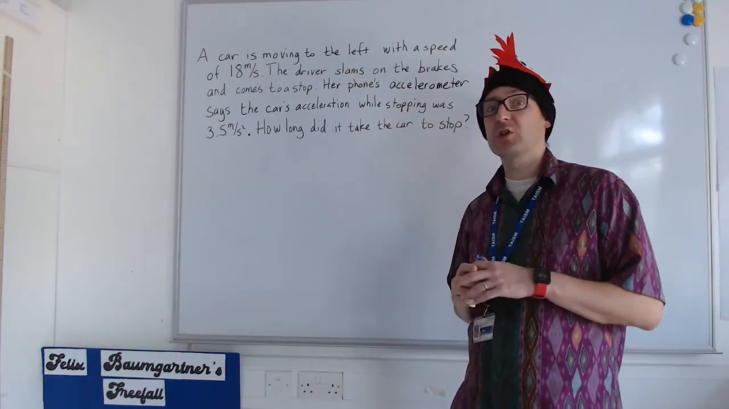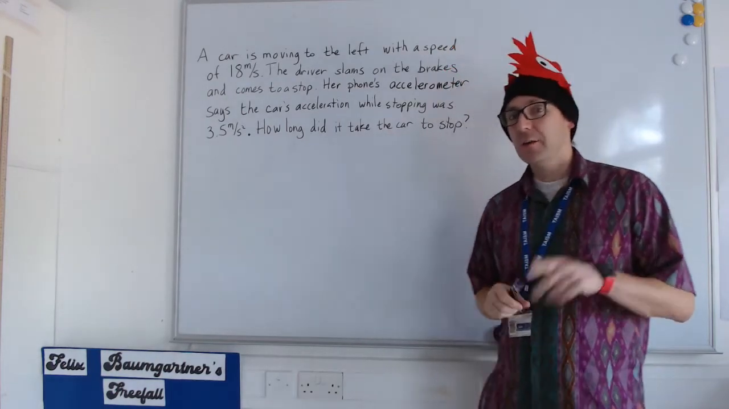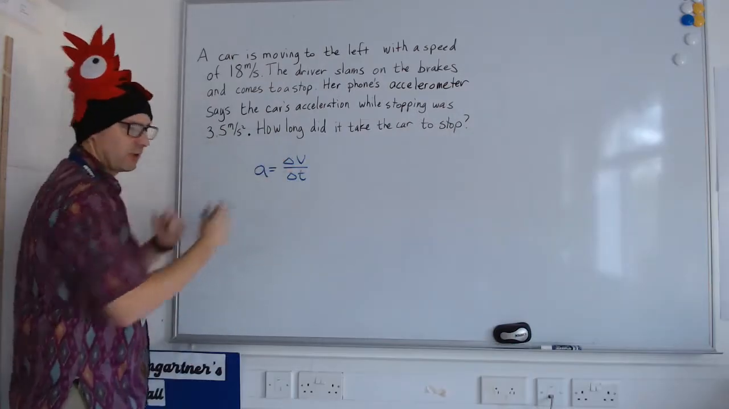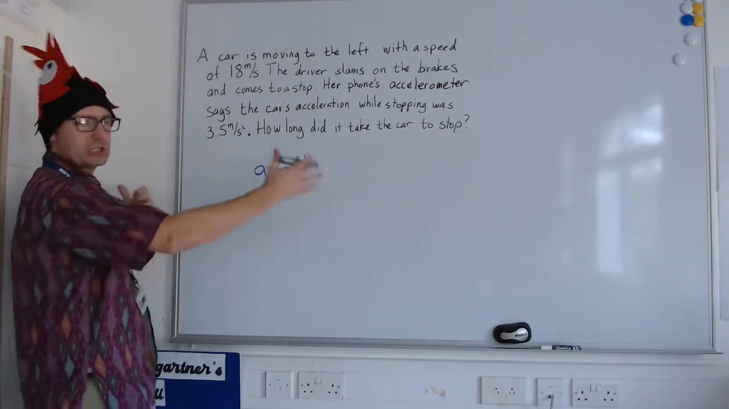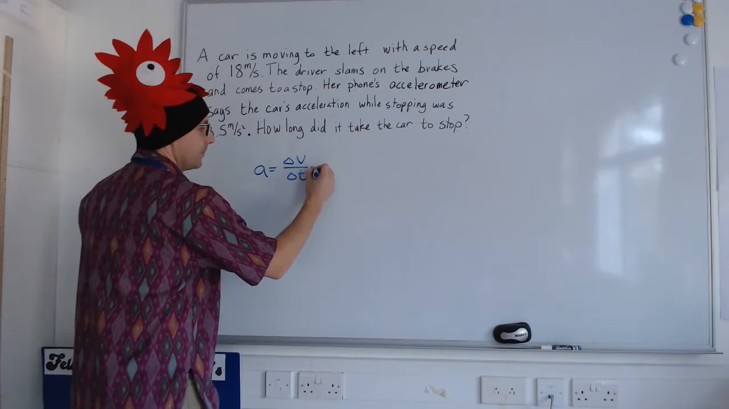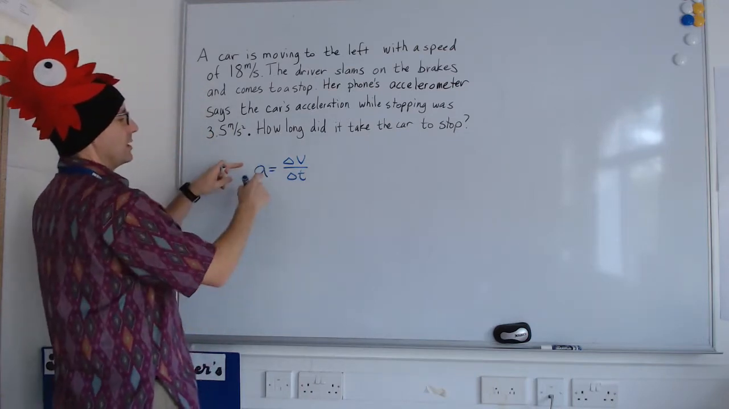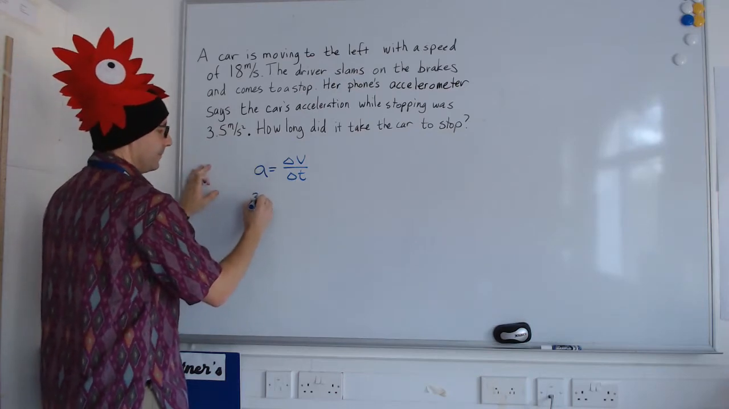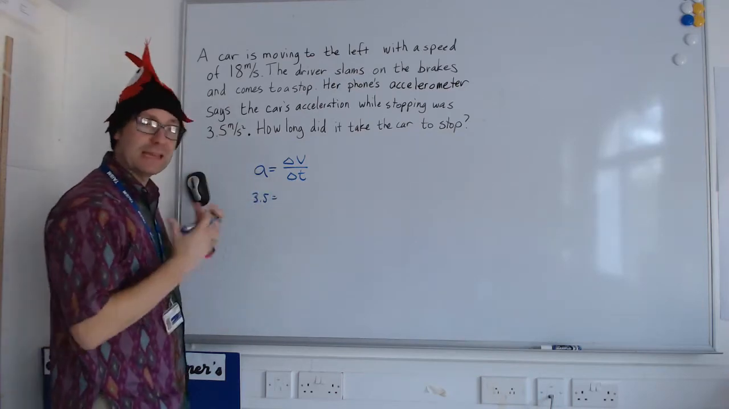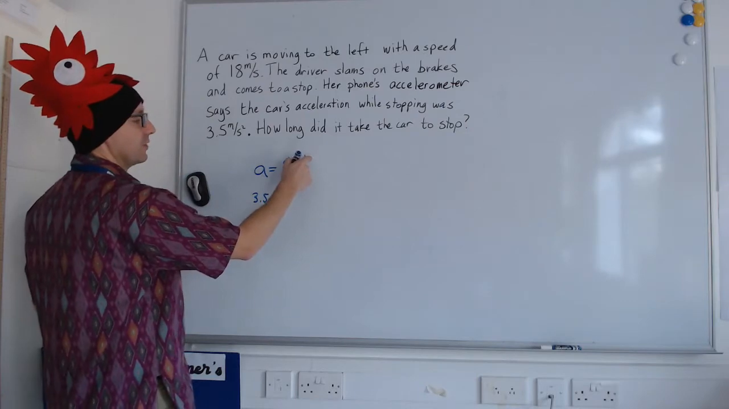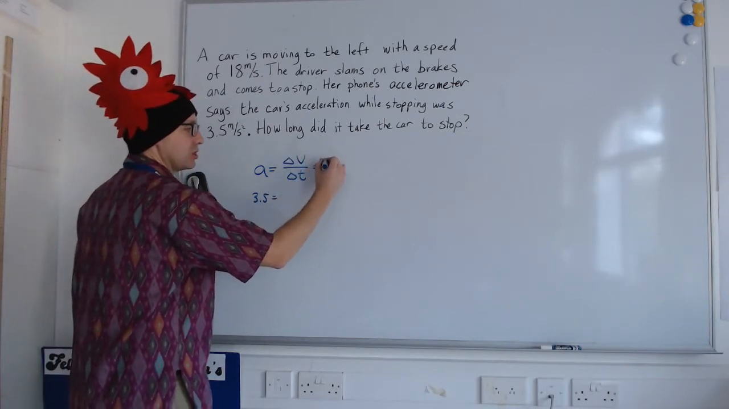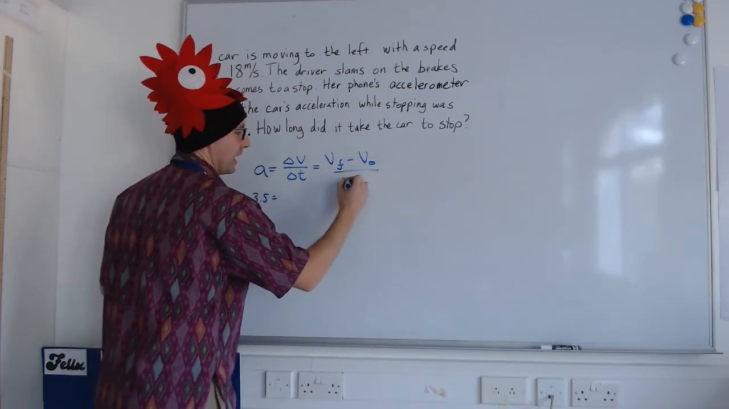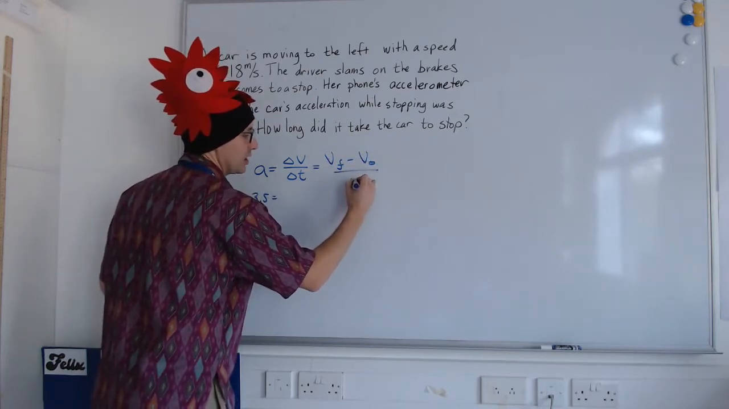All right, so this is our first question that has some acceleration in it, but we did get an equation for acceleration. Do you remember what it was? Change of velocity over time. Okay, time always changes in the same direction. So we're going to need to calculate that. Now we know the acceleration. The car's acceleration was 3.5. That's going to be equal to the change in velocity. Now remember, change is final velocity minus the initial velocity, over that change in time.